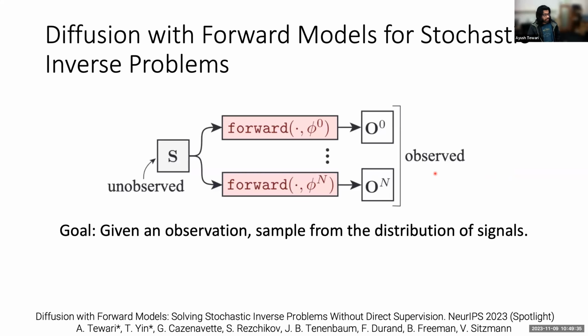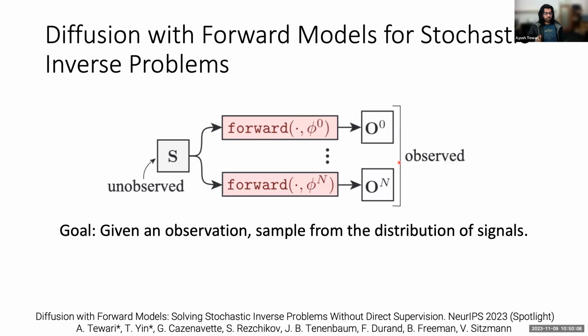This is what our data looks like. We have some underlying signal. In the case of inverse graphics, the signals are the 3D scenes that we're trying to capture. But what we actually see are observations. So those are the images or videos. So let's say the parameter here, the phi, is the camera pose. So you can have a 3D scene that you have rendered from multiple viewpoints, and those are the different observations. So that's, let's say, a video, right?